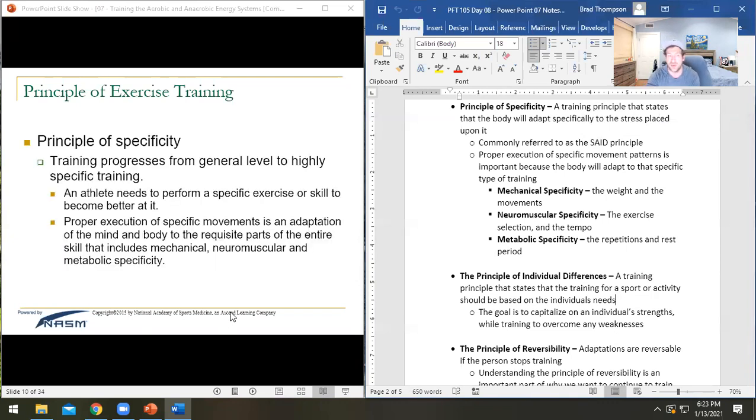This is where we as trainers had to really break things into categories. What are the main adaptations that people experience when they do athletic stuff? Generally people experience mechanical adaptations, neuromuscular adaptations, and metabolic adaptations. An example of mechanical adaptations is you getting specifically good at lifting one type of weight or getting specifically good at one type of movement.